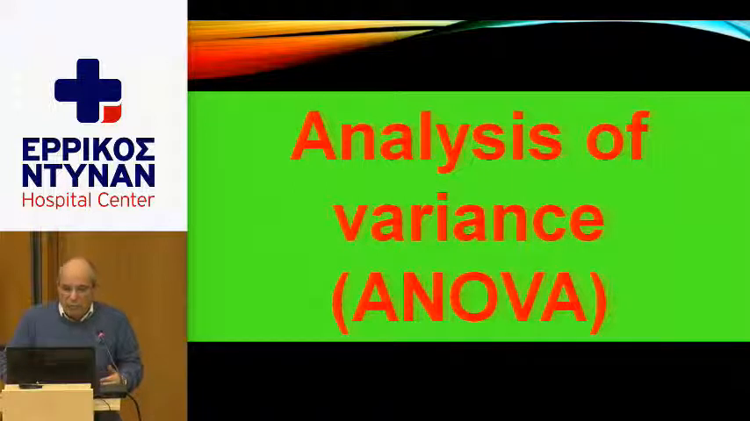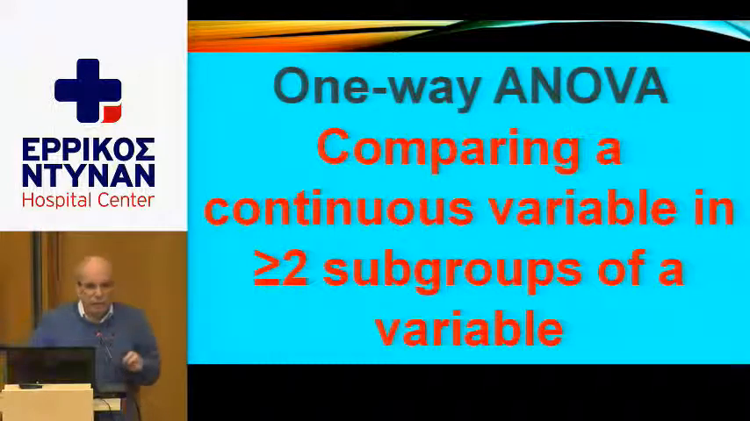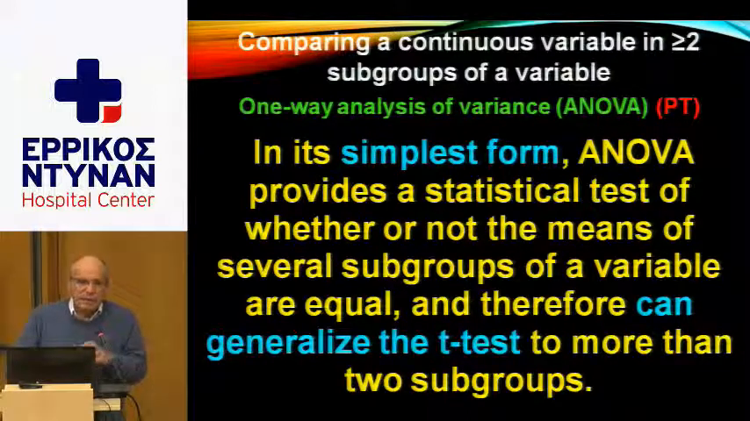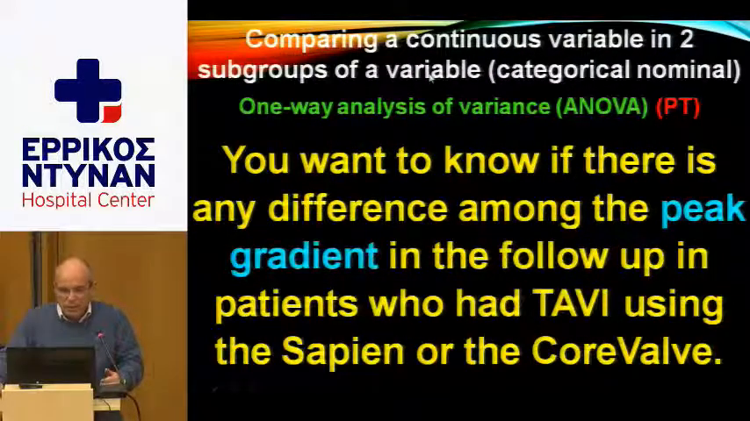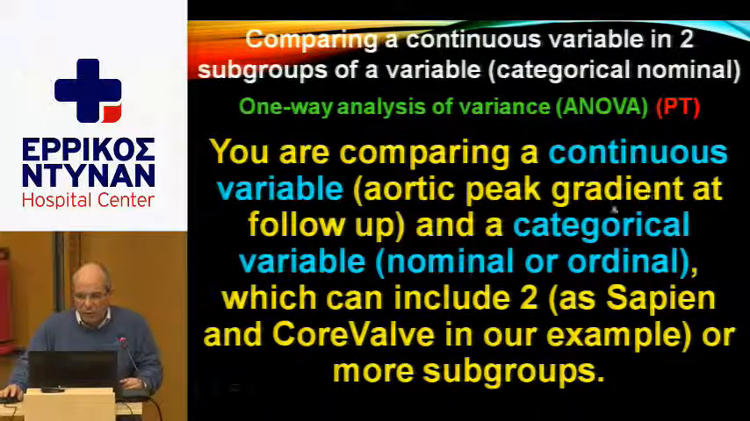Now, there is the ANOVA. Perhaps you know something about ANOVA. ANOVA is analysis of variance. It is another interesting test that is more or less the same, but gives us more possibilities. Basically, it is like the t-test, but can be used with more subgroups. For instance, you want to know if there is any difference in the peak gradient in the follow-up in patients who had the TAVI using the SAPIEN or the core valve. Basically, you are comparing a continuous variable, that is the gradient, and a categorical variable, nominal or ordinal, that can include 2 or more subgroups.